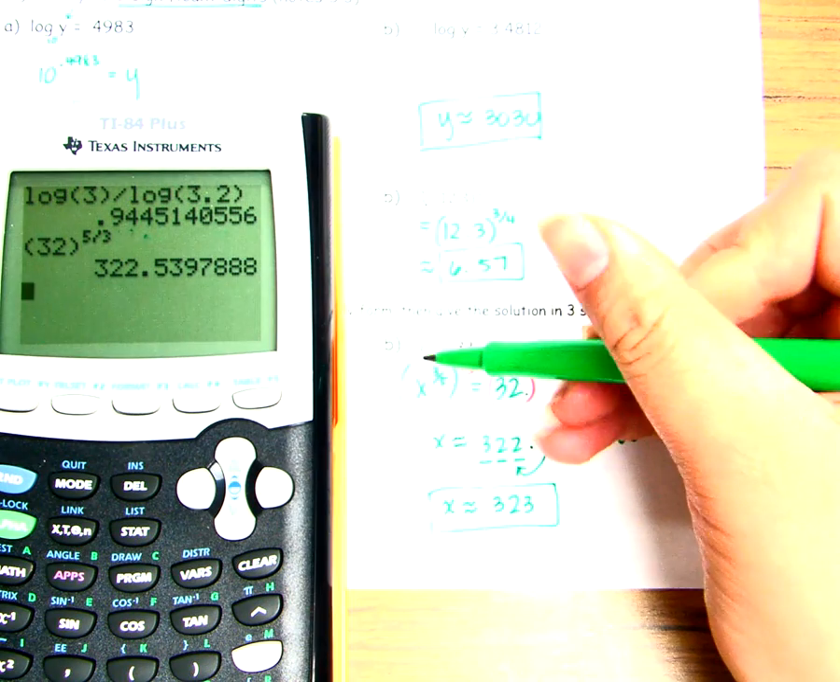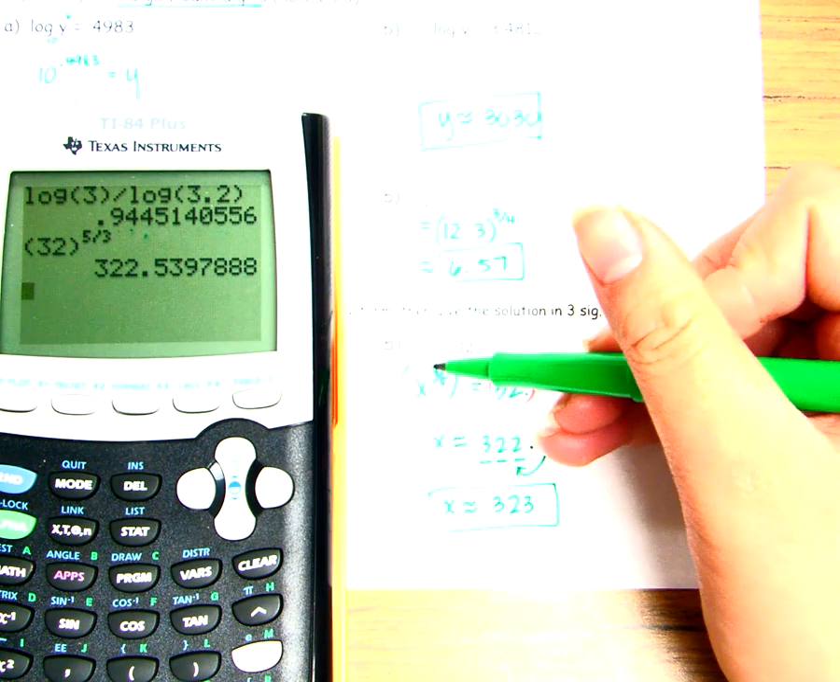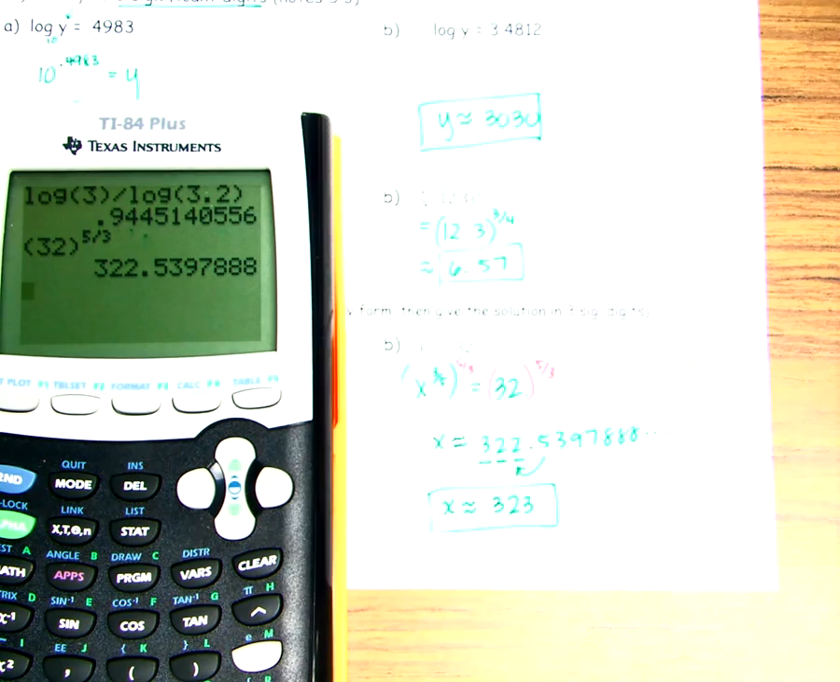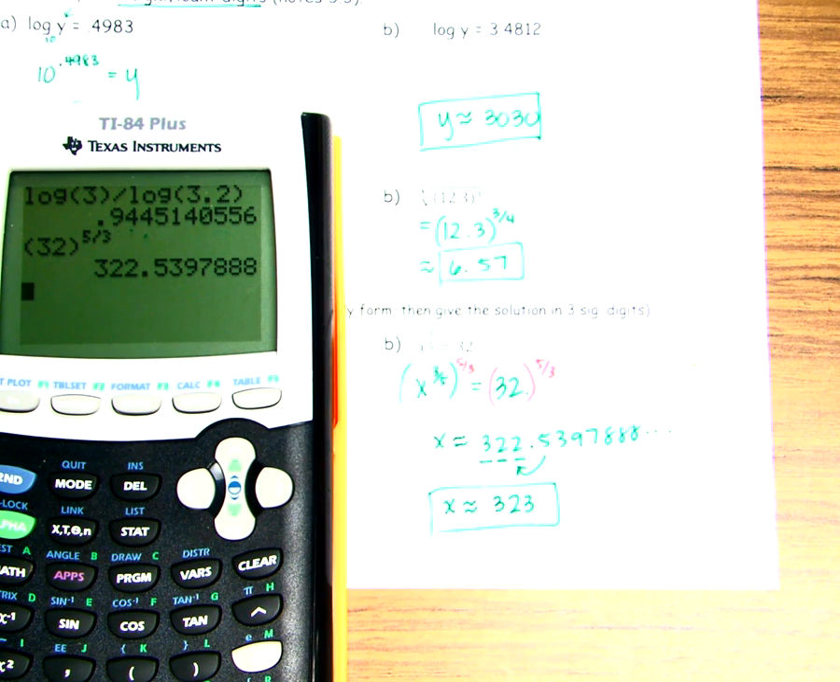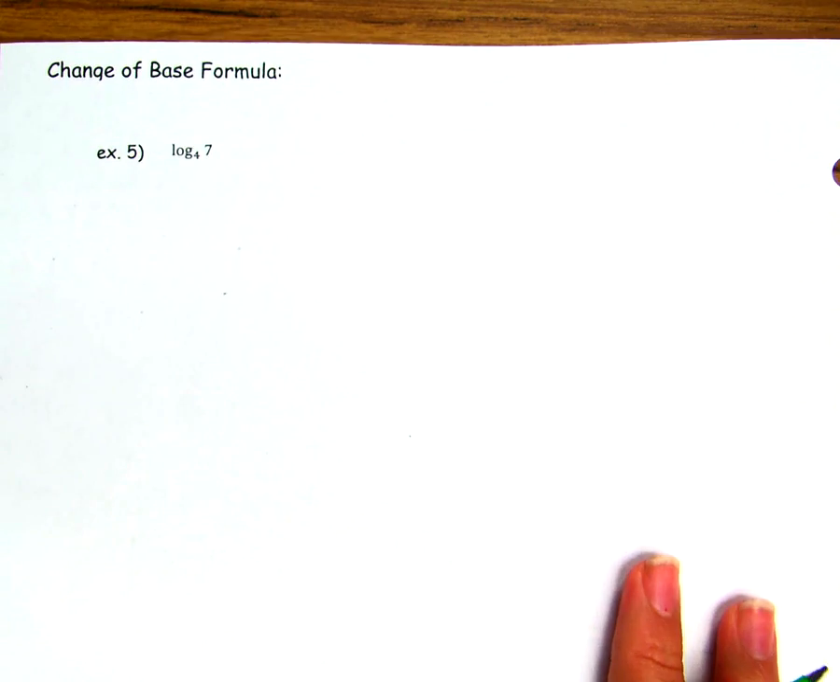And it would make sense that if I put 323 and take the 5th root and then raise it to the 3rd power, it would be somewhere close to 32. Alright, one last example. We have something called the change of base formula.